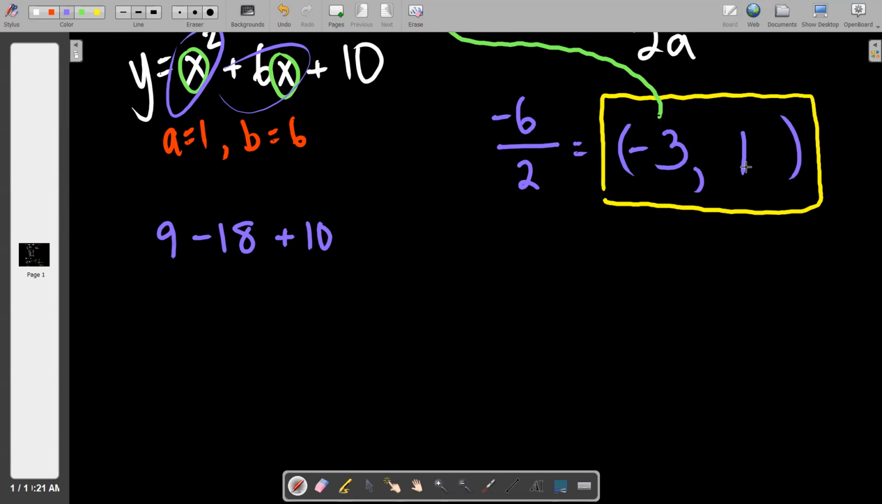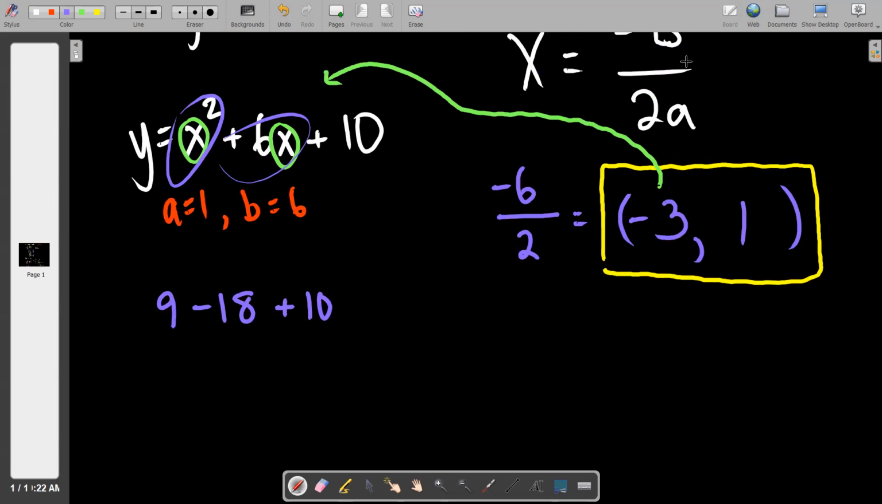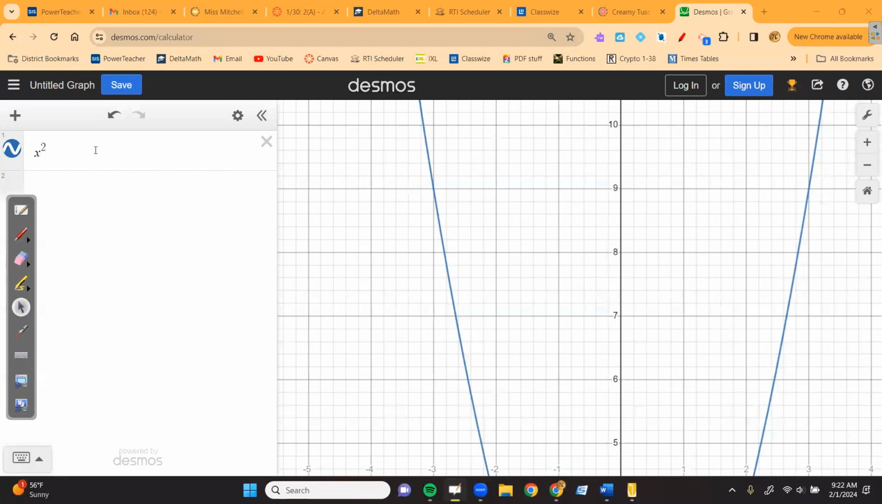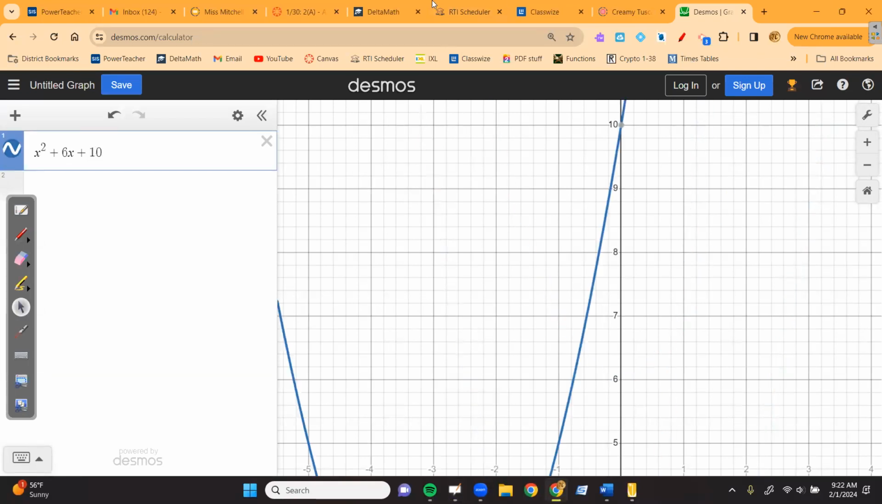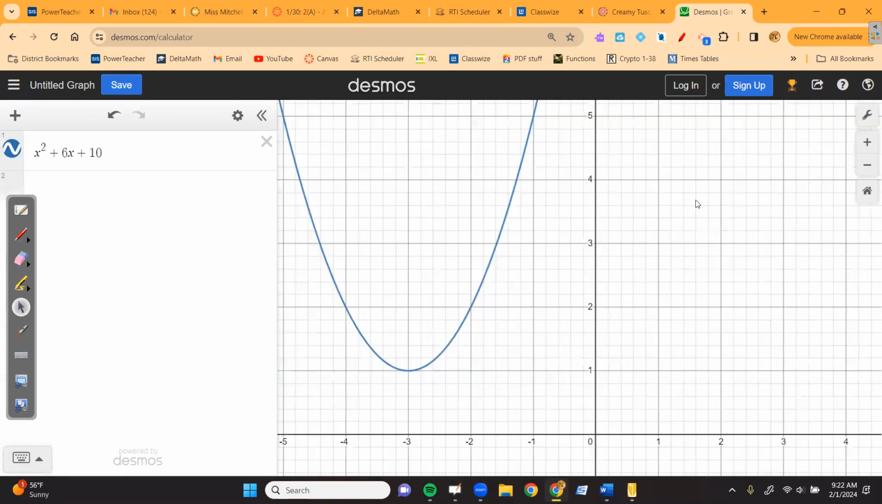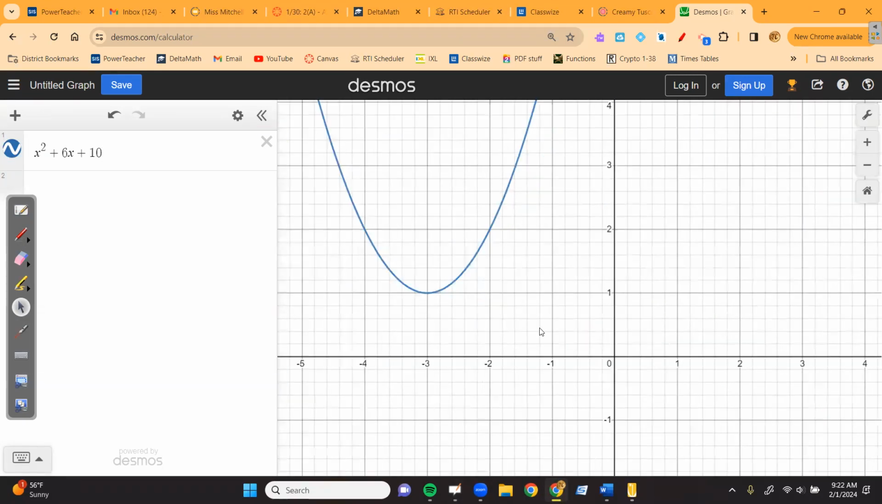So let's take a look at this guy over on Desmos, x squared plus 6x plus 10. And as we predicted, there's the vertex at -3. Okay, so that is mission number 1. And this process is going to get infinitely more difficult as fractions and uncooperative numbers become involved. Okay, any questions on just the general basic of how to find the vertex?